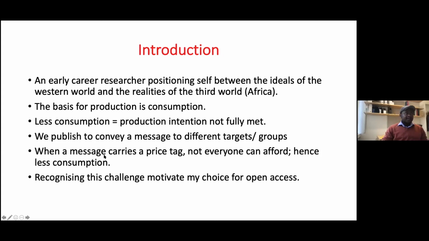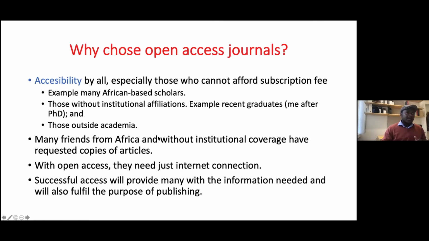But also because I have plans, or I have that ambition to work in this part of the world, which is relatively very, very competitive compared to working in maybe many African universities. So in as much as I try to ensure that I publish in a way that is easily accessible by all, there are also many factors that I take into consideration when publishing. But then, I think the ultimate goal for me to publish in open access journals is to allow for accessibility by everyone, especially those who cannot afford subscription fees. And especially, like I already indicated, many African-based scholars, including those who are outside or without institutional affiliation.